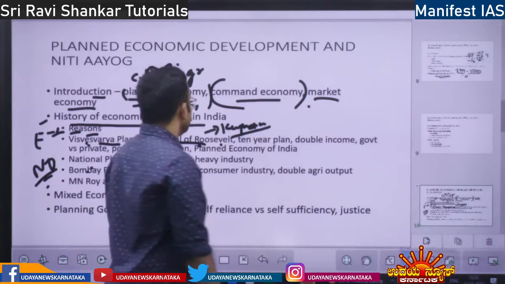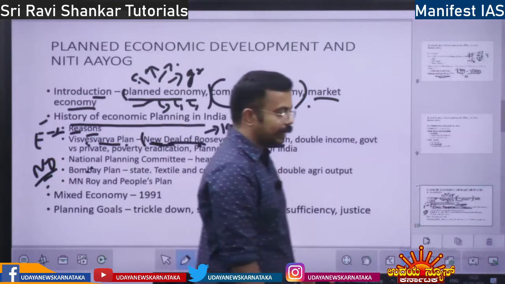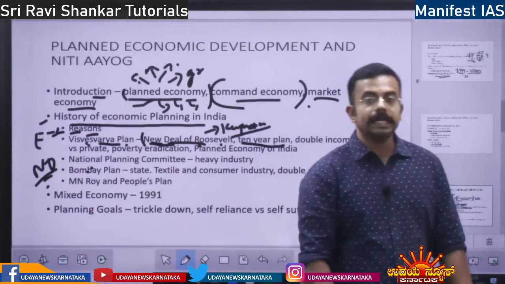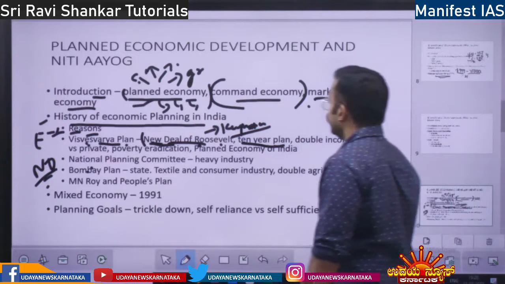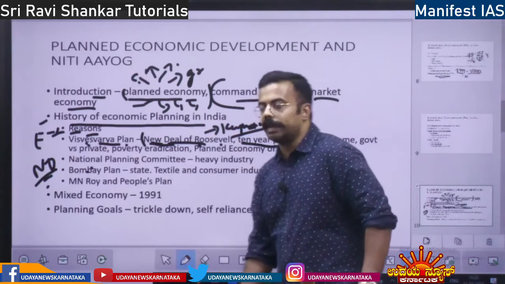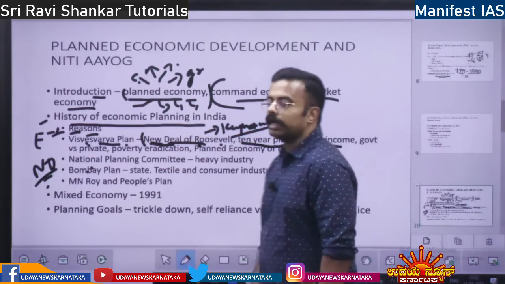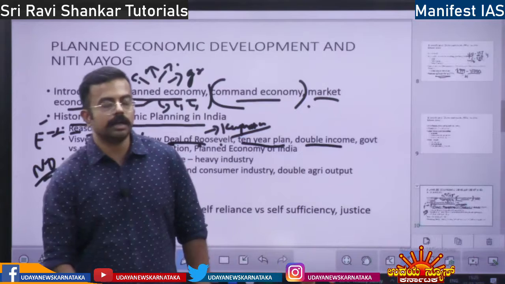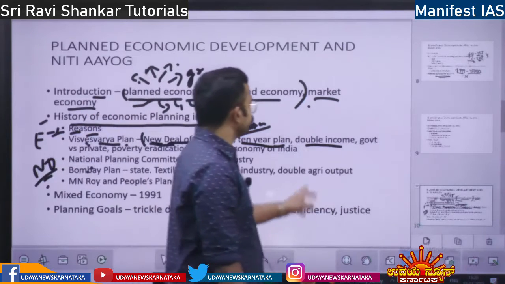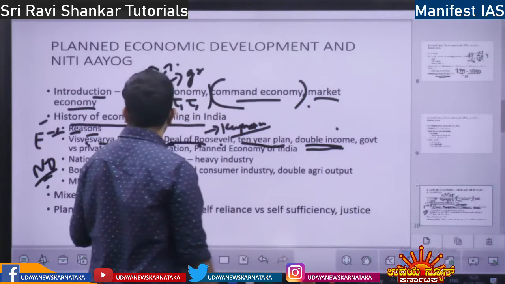And also, Visvesvaraya plan gives a 10-year plan. What has to be accomplished in 10 years? What should be done in 10 years? Double income. So if you are earning 100 rupees, in 10 years you have to earn 200 rupees. We have to double the income. That is the first goal of Visvesvaraya plan.